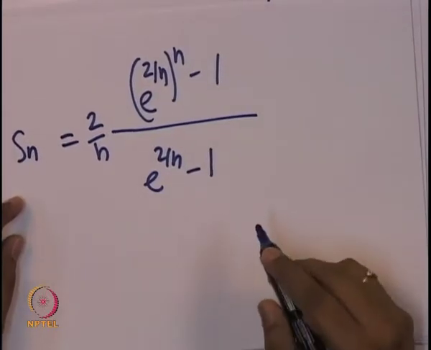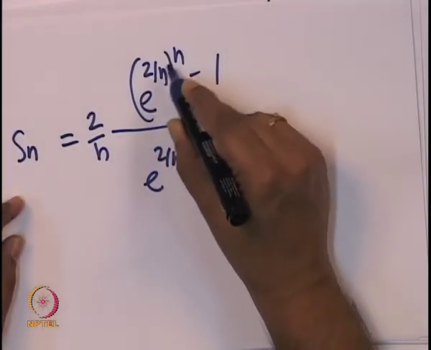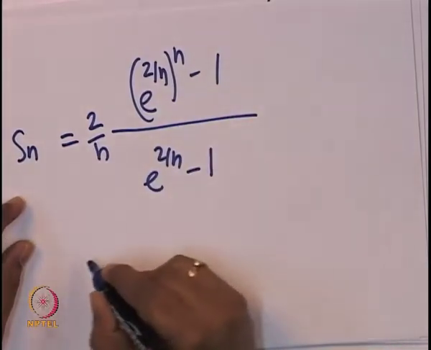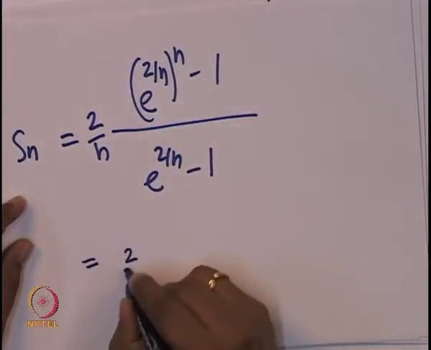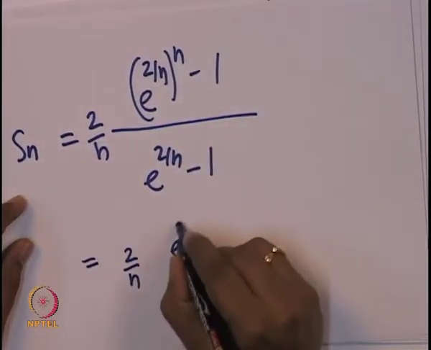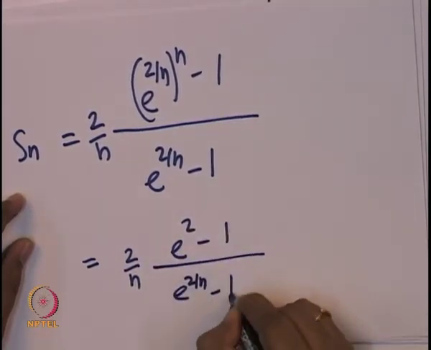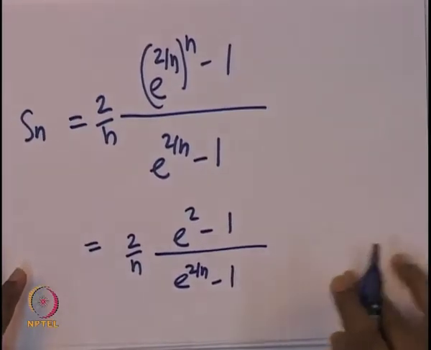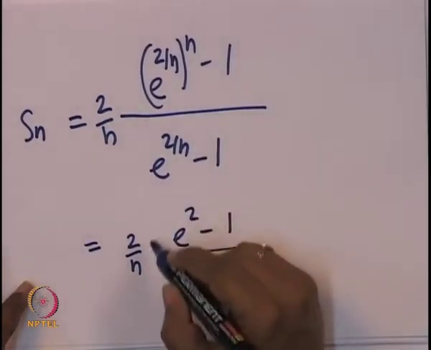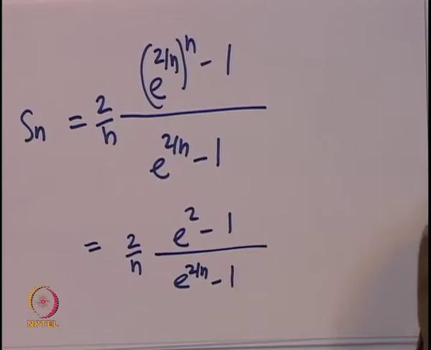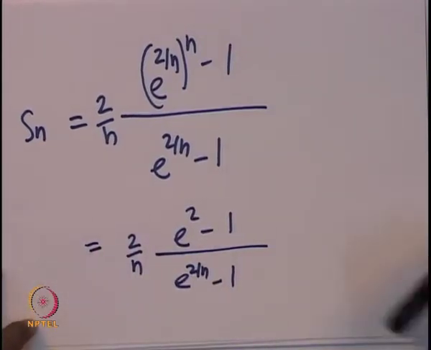Now, what is e power 2 by n whole power n? This is nothing but e square, so we have 2 by n into e square minus 1 divided by e power 2 by n minus 1. We know the answer is e square minus 1, and it is emerging from this. What we have to show now is that the rest of it goes to 1 when n goes to infinity. So, this is our S of n.